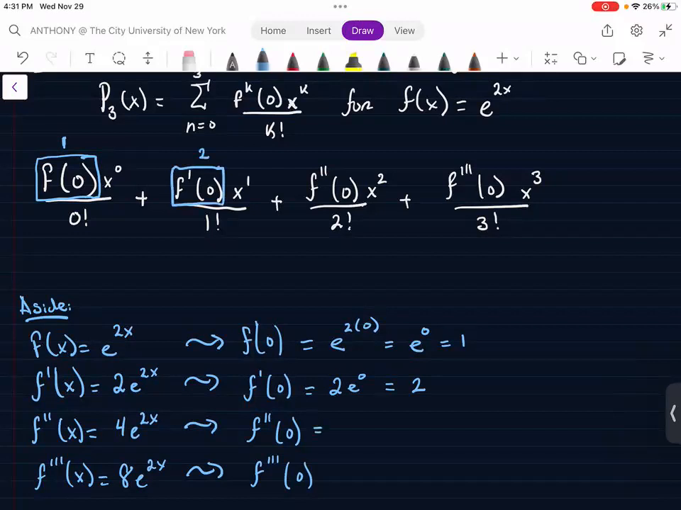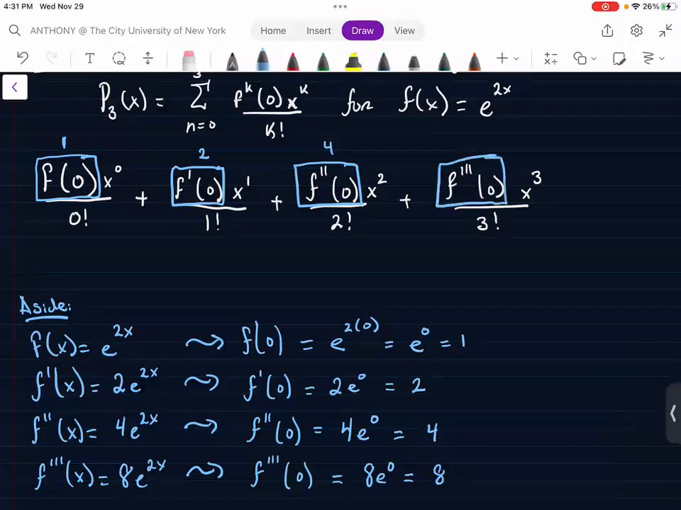F double prime of 0 is 4e to the 0, which is 4. So f double prime of 0 gets replaced by the number 4. F triple prime of 0 is 8e to the 0, which is just 8. So this piece gets replaced by the number 8. And now you just got to do the rewrites.